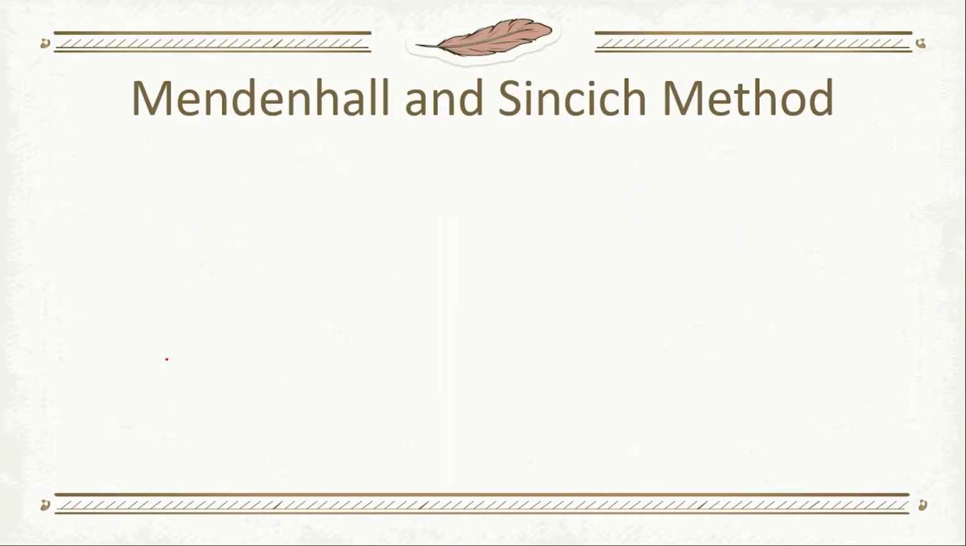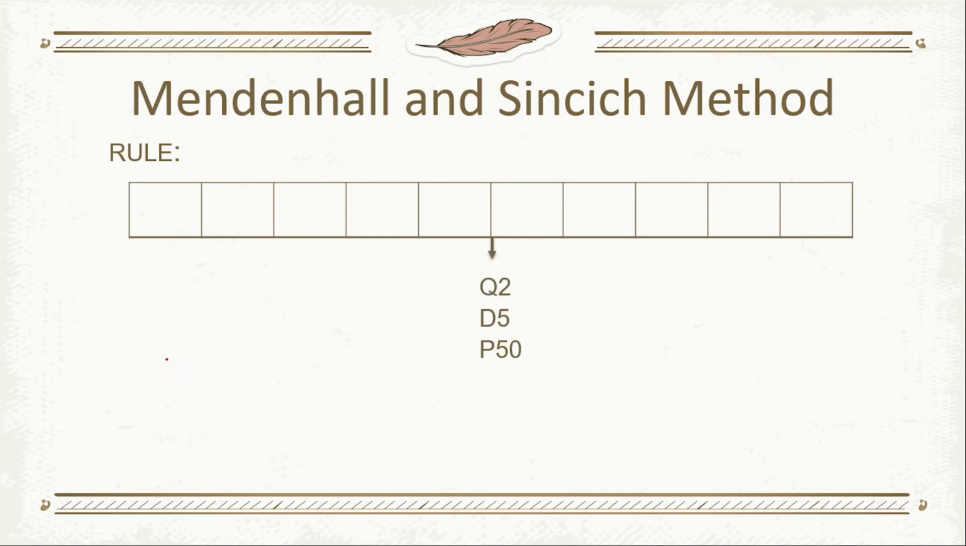To solve the measures of position for ungrouped data, there are different methods, such as the general method, the linear interpolation method, and the Mendenhall and Sincich method. Today we will be using the Mendenhall and Sincich method. In using this method, we need to follow certain rules. We all know that quartile 2, decile 5, and percentile 50 are all equal to 50% since they are located in the middle of the distribution or the data set.